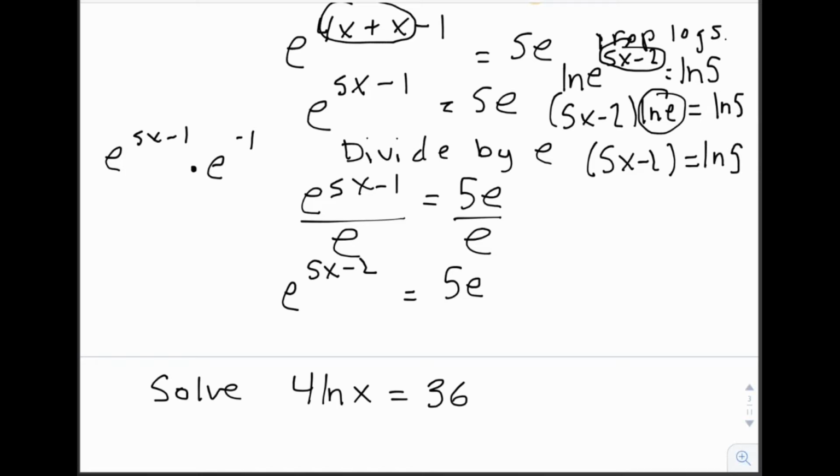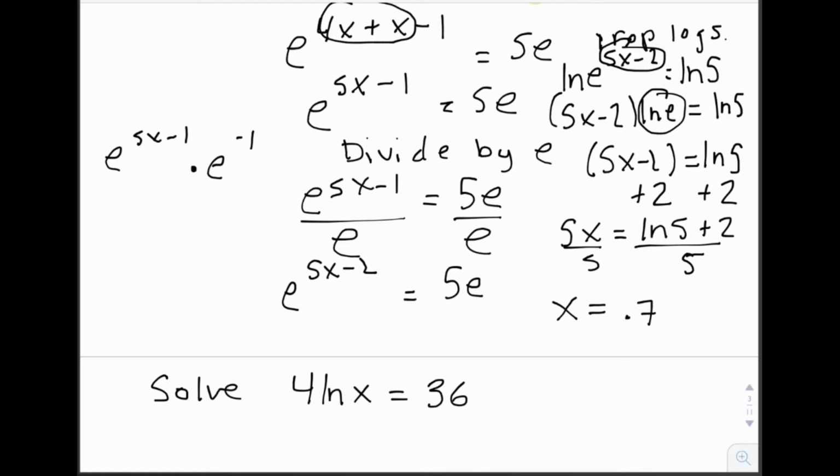So all that we need to do now is go ahead and add that 2 over to our right hand side. So in other words, 5x is equal to the natural log of 5 plus 2, and then go ahead and divide by 5. So dividing by 5, you should get an x value equal to 0.722.